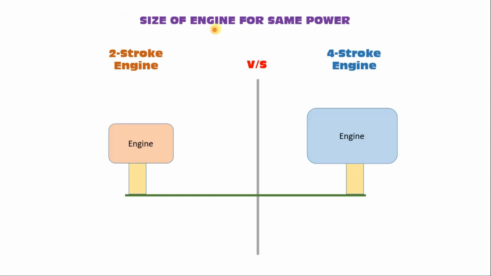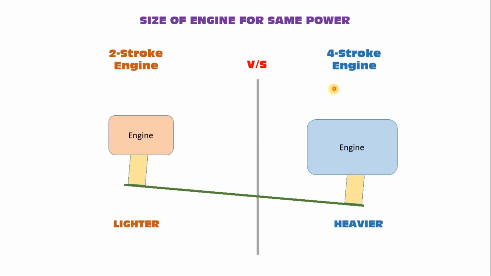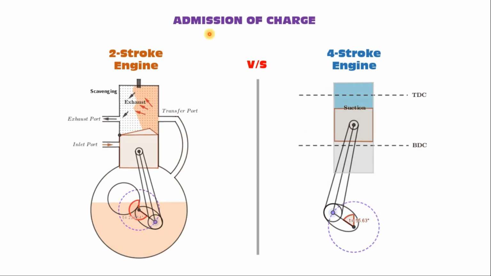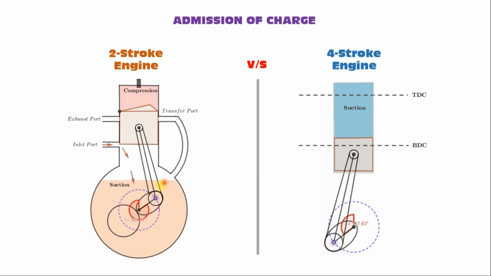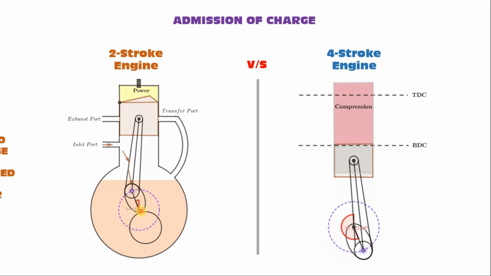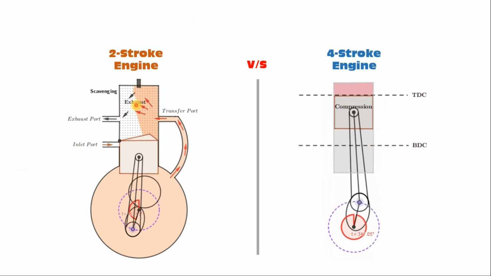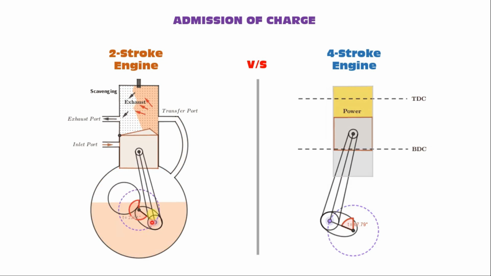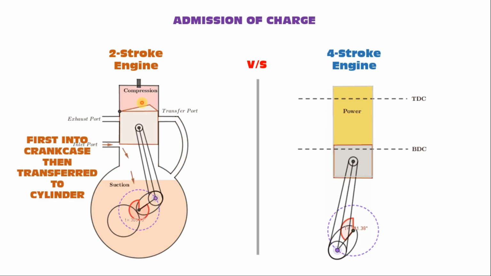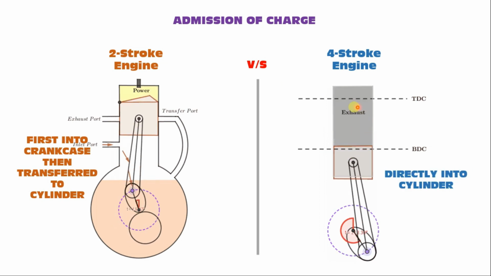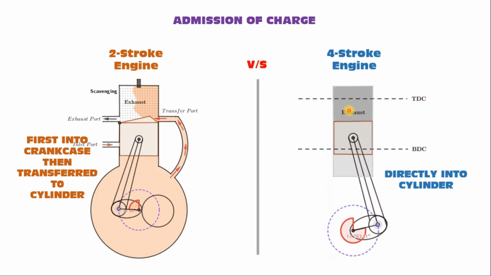Now, size of engine for same power. Suppose we are required to generate the same power, then in that case, the size of a four-stroke engine will be heavier as compared to a two-stroke engine. And admission of charge. In case of a two-stroke engine, charge is first admitted into the crankcase and then into the cylinder. First in crankcase, then into cylinder. While in case of a four-stroke engine, charge is directly admitted into the cylinder.